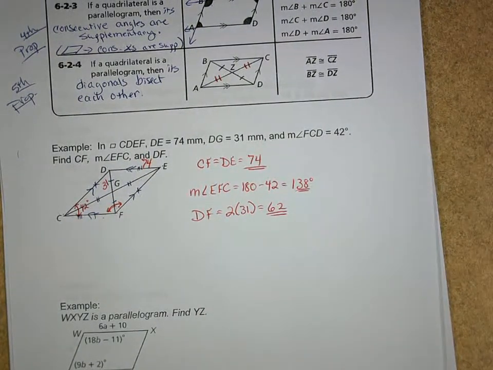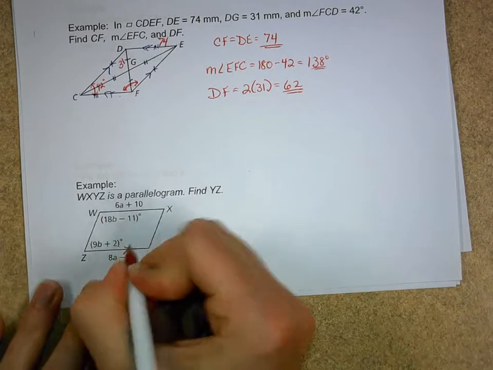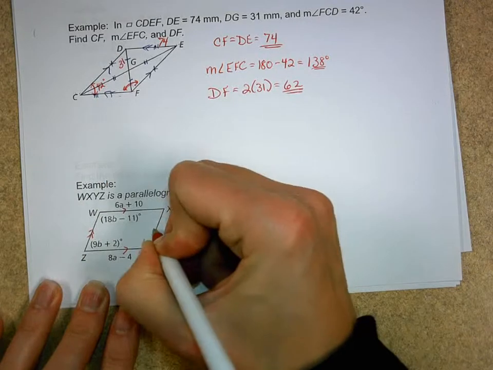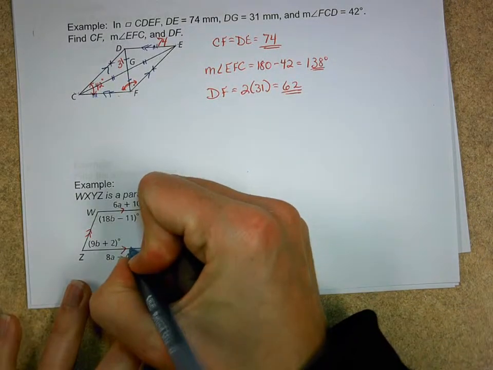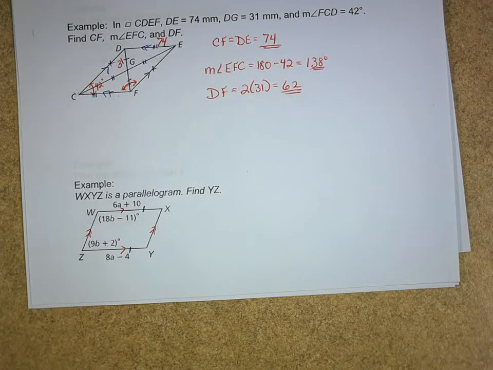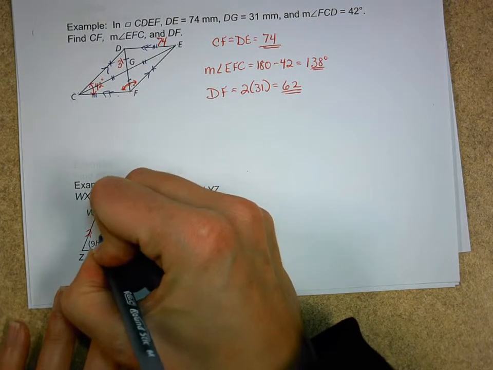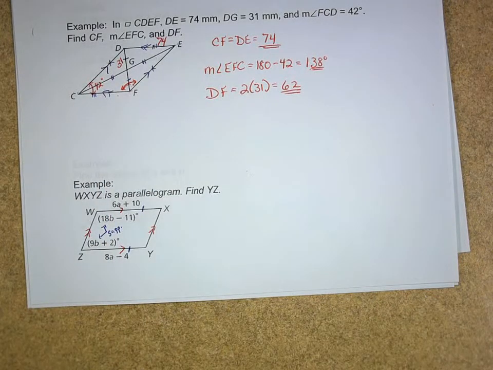All right, let's try another example. They tell you once again WXYZ is a parallelogram. So I instantly mark my opposite sides parallel, so that way I remember that I have all these other properties happening. Now, what's the one thing I know? I know that the opposite pair of sides are congruent. I also know that these two are supplementary. Now, the cool thing is the angles don't help me right now, okay?